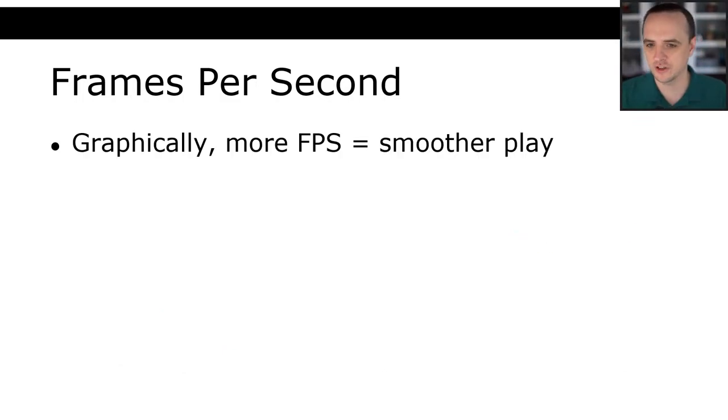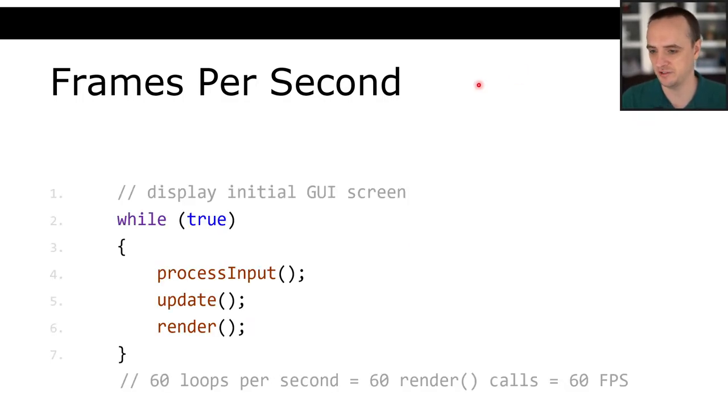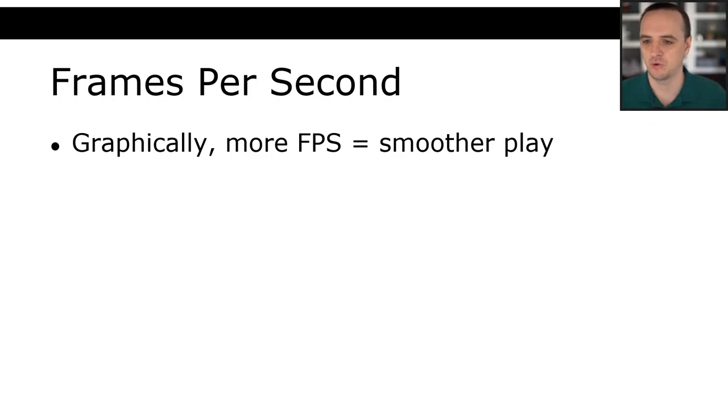So graphically speaking, when you're actually playing a game, more frames per second, more render calls per second, is smoother gameplay, right? If you've ever seen a game running at 60 frames per second versus 10 frames per second, you know exactly what I'm talking about. Look at an old game on PS1 or something like that versus a modern game running at 240 hertz on a high refresh rate monitor, and you'll know. So graphically, more frames per second is smoother play.